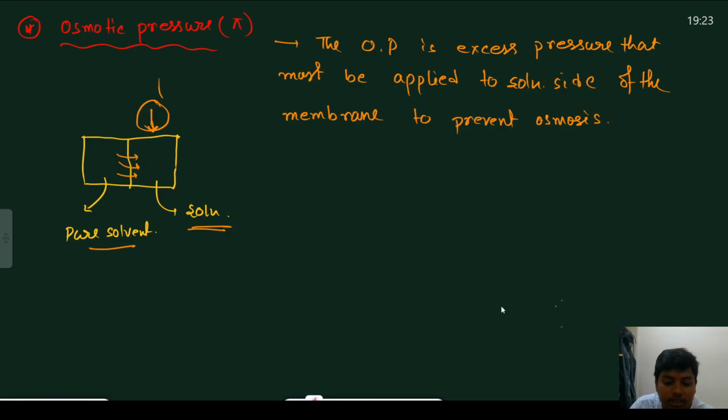Understood what is osmosis? Now, experimentally we find out that osmotic pressure is directly proportional to concentration of the solution and temperature. Clear? Osmotic pressure is directly proportional to concentration of the solution and temperature. Understood? Okay. So, if I remove this proportionality sign, you will get pi is equal to C into R into T.